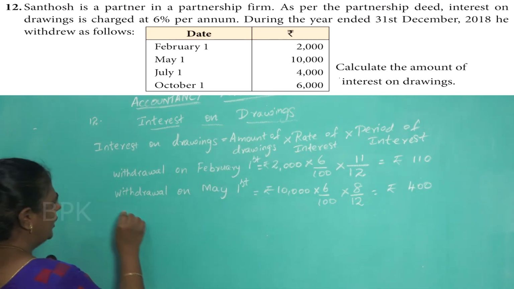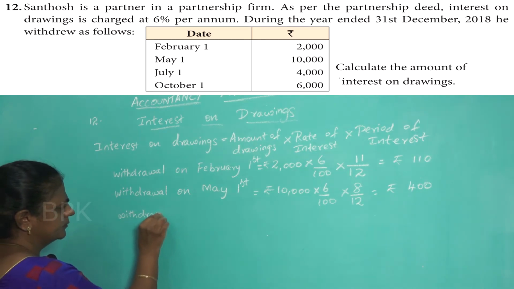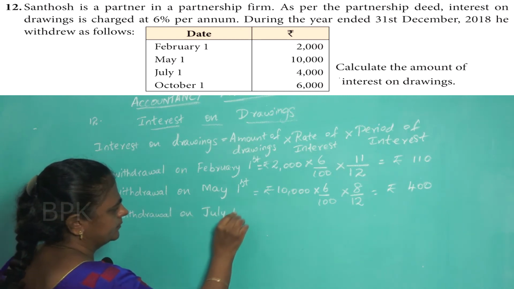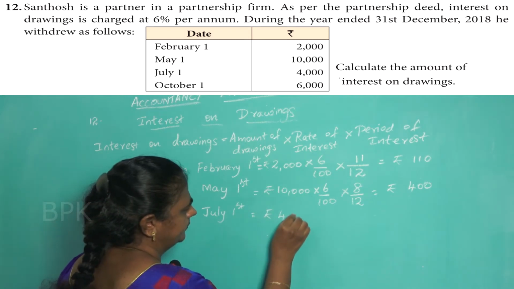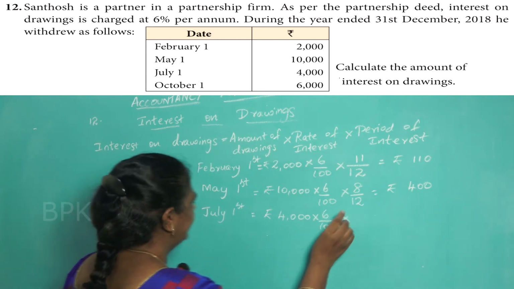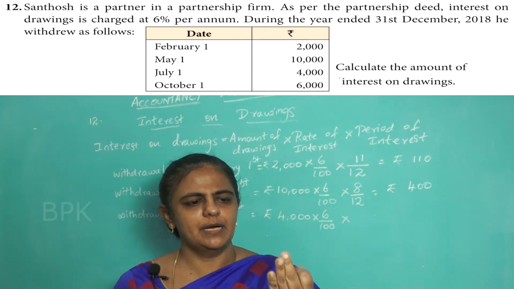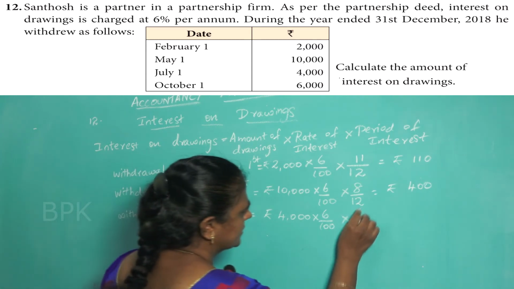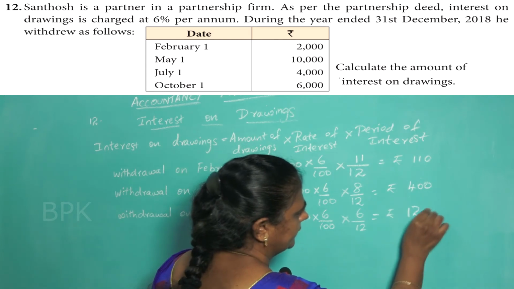Next, withdrawal on July 1st. How much is he withdrawing? 4,000, into 6 by 100. Now again calculate from July to December: July, August, September, October, November, December. How many months? 6 months. So 6 by 12. That will give you 120.